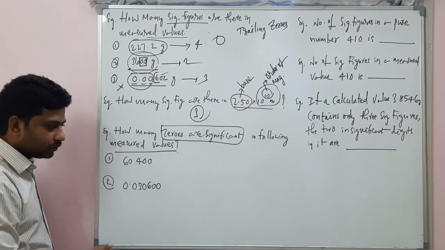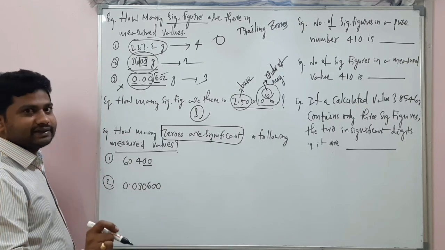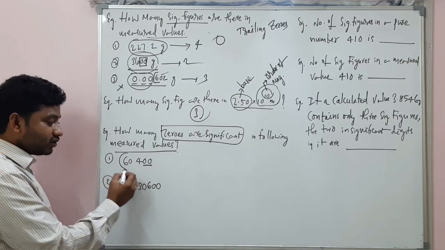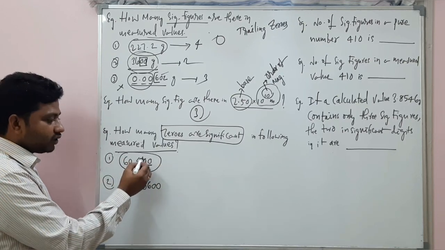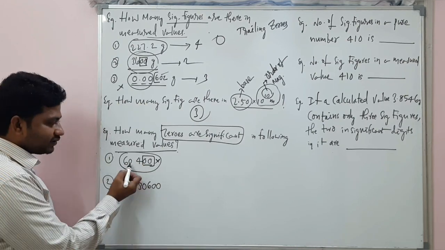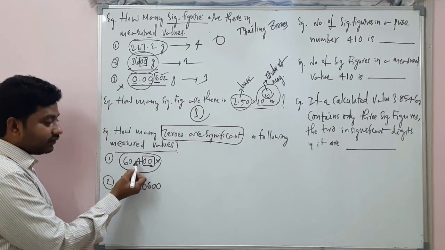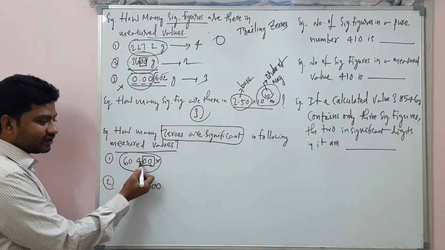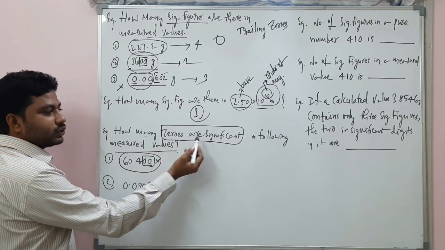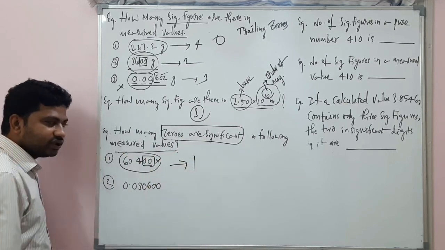So here let's count. These are the two zeros which are trailing zeros. When the number is without a decimal, they are not significant. Clear? These two zeros are not significant. And this zero is significant because it is in between two non-zero digits. How many zeros are significant? Here, only one zero.